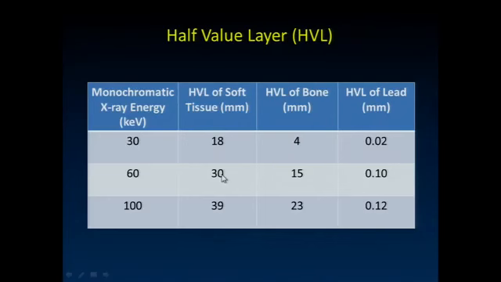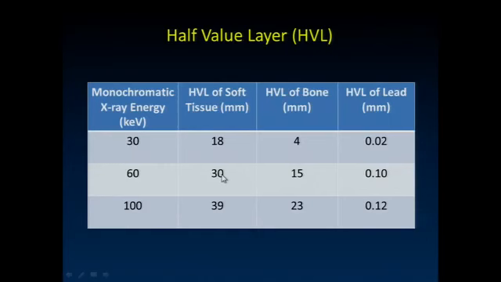I'm just going to assume I'm only made out of soft tissue, right? But from my left side to my right side, maybe 30 centimeters, so 300 millimeters, so 10 half value layers. So we start off with our X-ray beam.